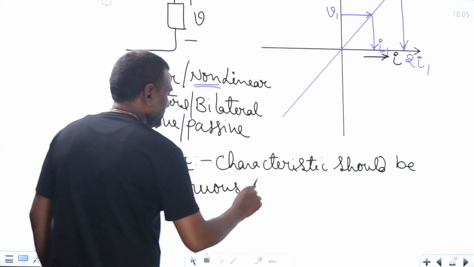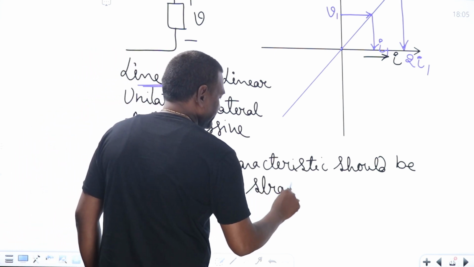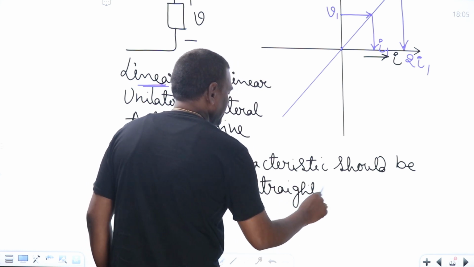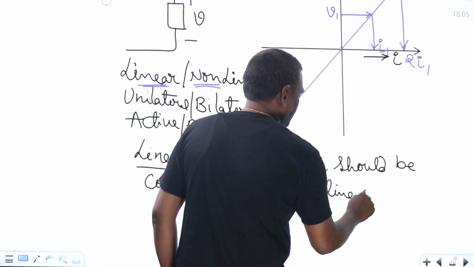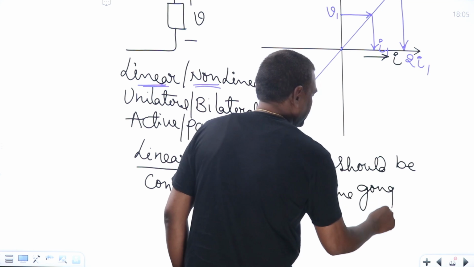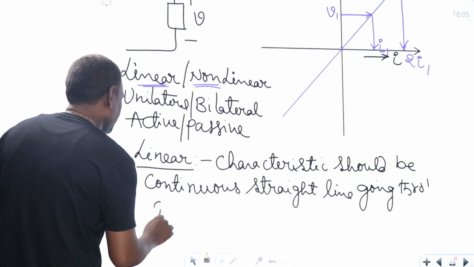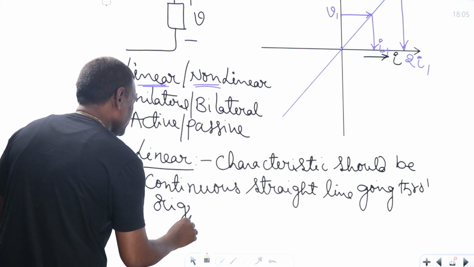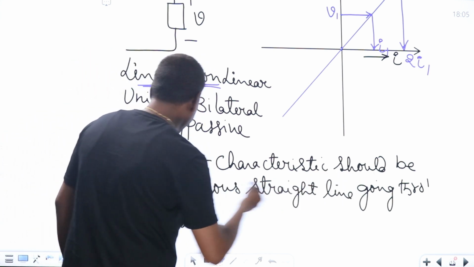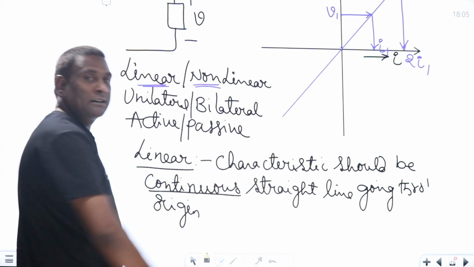Should be a continuous straight line going through the origin. Make a note of it. Okay, let me underline continuous. About this we'll discuss later.